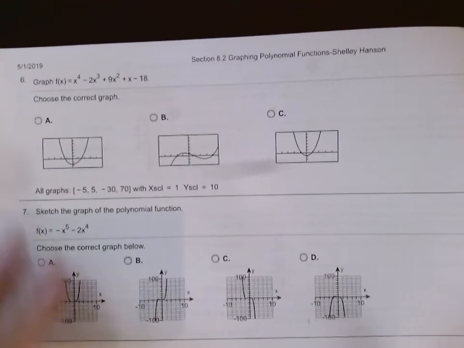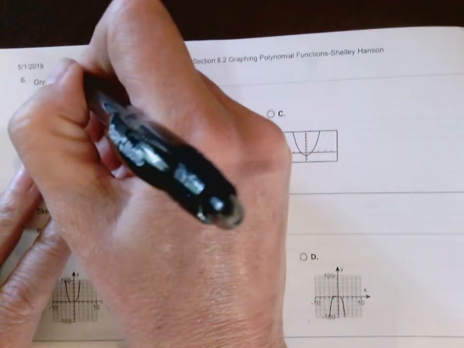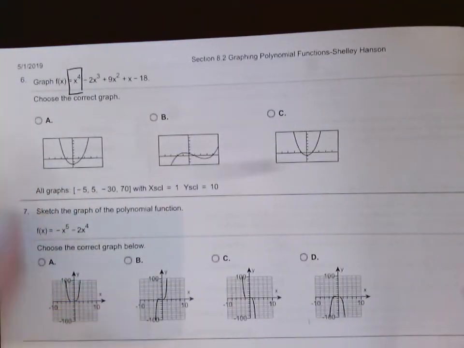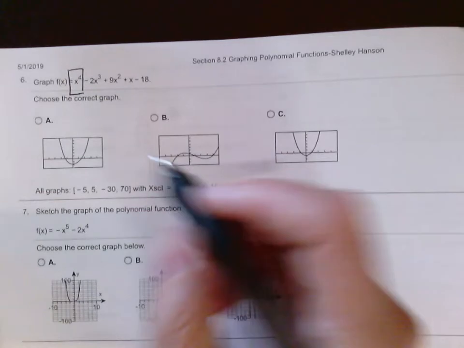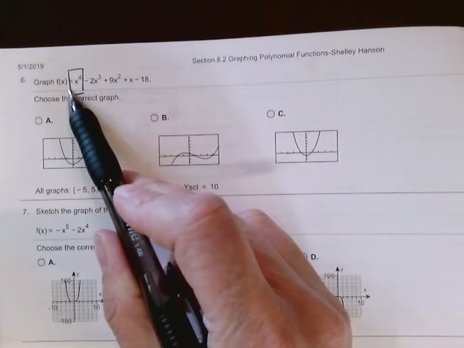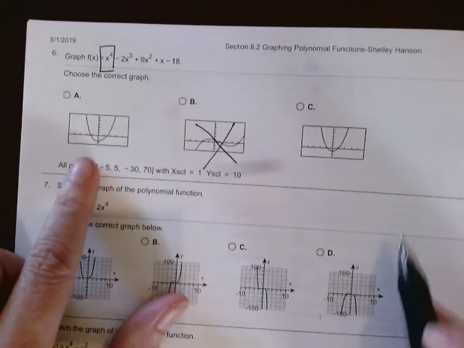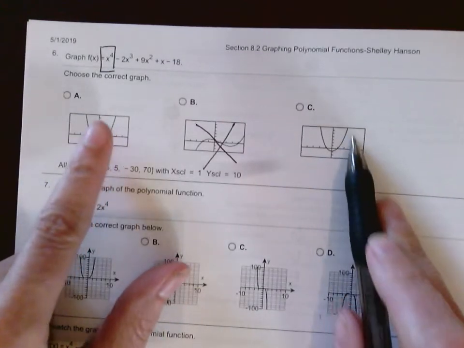Again, let's look at the lead behavior. So my highest exponent is a 4, which tells me that it's even and positive. So they're both going to be going up. So I know it's not B. But look how similar these are. These are actually both going up.